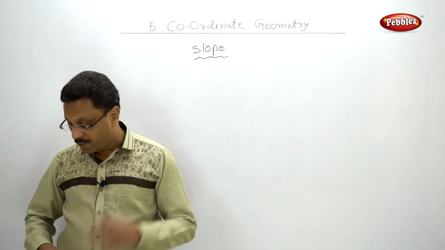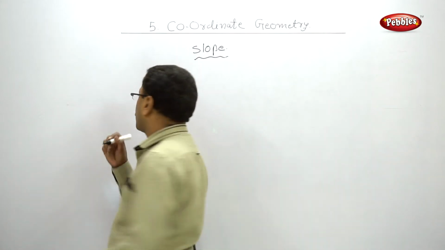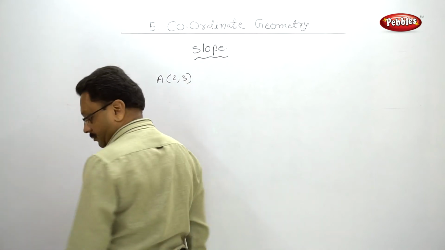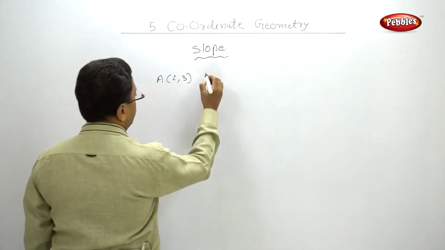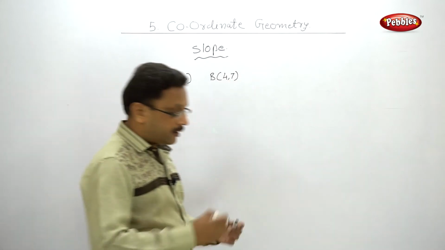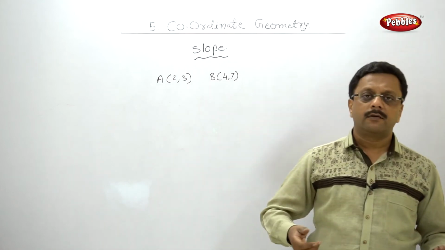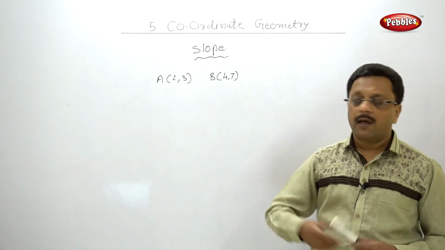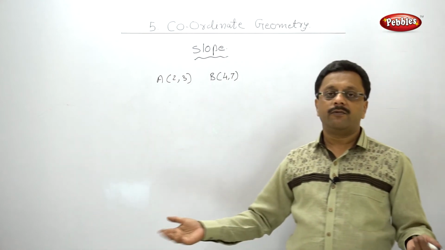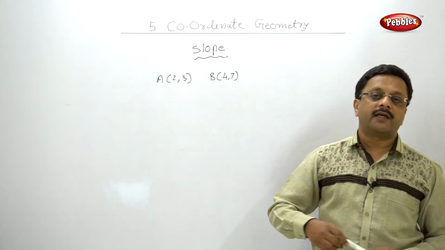Second one, find a slope of line passing through points A(2, 3) and B(4, 7). Now you have to find a slope of the line passing through these 2 points. How will you do that? Simple, we know the formula. M is equal to tan theta. Theta is given? No. Then what is the alternative? Y2 minus Y1 upon X2 minus X1.